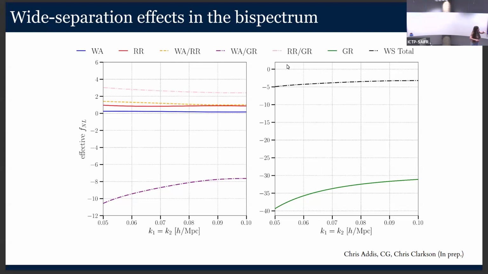And if you sum all the contributions, you can see that you would have an FNL of order -5 if you just go and measure your bispectrum and you don't do the proper separation, including wide angle and GR effects. Then you will also see an effective FNL from the bispectrum.